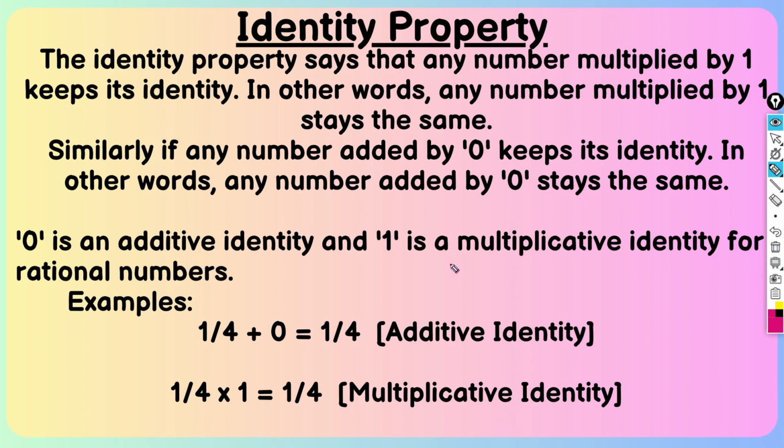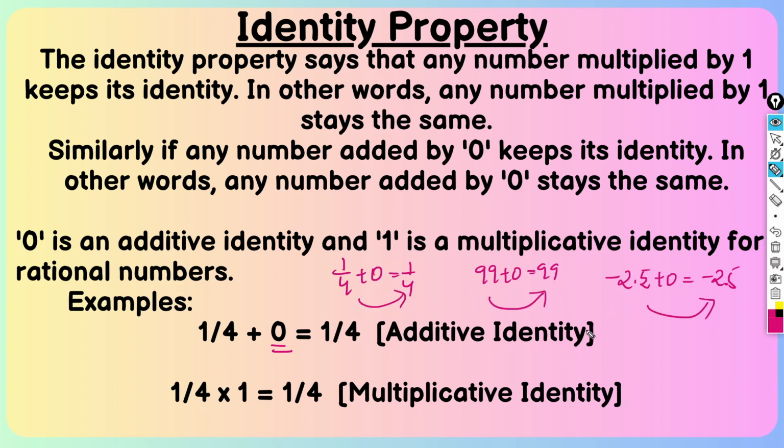Similarly, when you add 0 to a rational number, the result will be the same number. So, 0 is called the additive identity. For example, 1 by 4 plus 0 is equal to 1 by 4. 99 plus 0 is equal to 99. Minus 2.5 plus 0 is equal to minus 2.5. So, all these are rational numbers, and when you add 0, the result is the same number, that is its identity. So, 0 is called the additive identity.